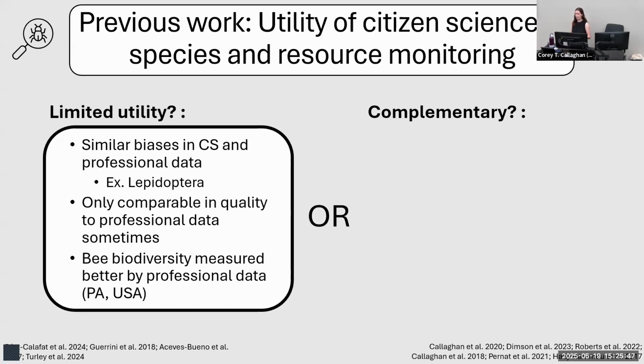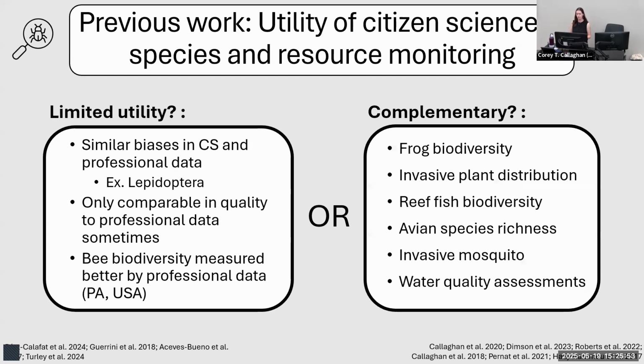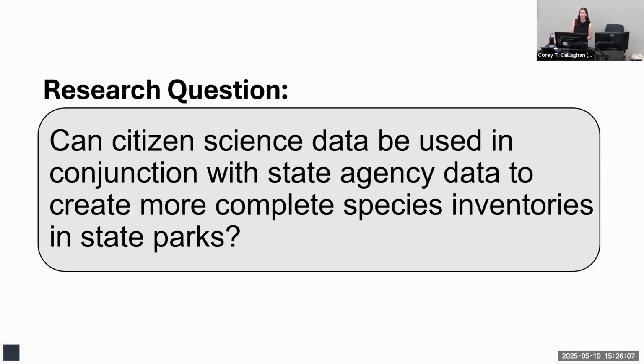But there have also been case studies that have found that citizen science can serve in a complementary role to professional data. Those case studies have been on frog biodiversity, invasive plant distribution, reef fish biodiversity, avian species richness, invasive mosquito monitoring, and even water quality assessments. So I wanted to know if citizen science data can be used in conjunction with state agency data to create more complete species inventories in state parks.